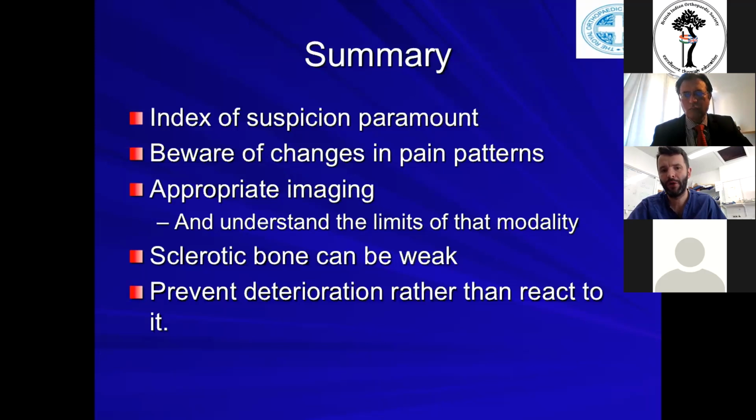And always remember, it's much better to prevent deterioration rather than to react to it. It's much easier to fix a car that hasn't yet broken down. That's how I look at these MSCC patients.